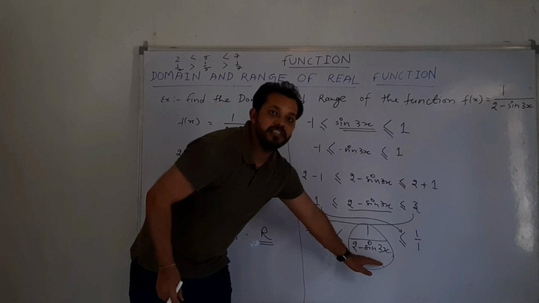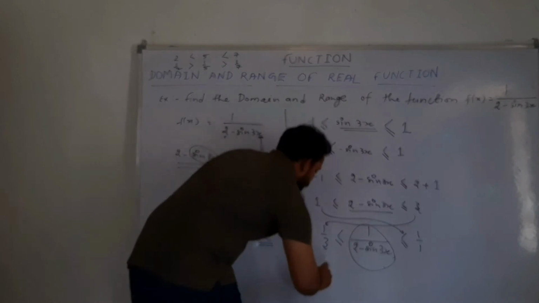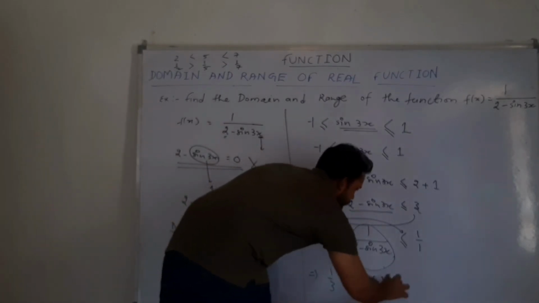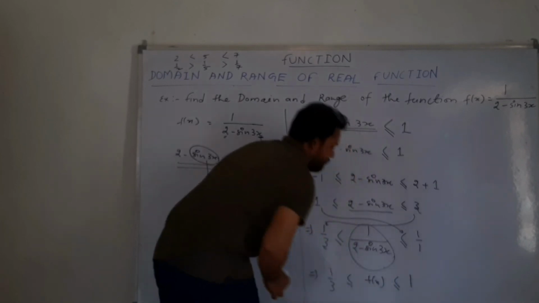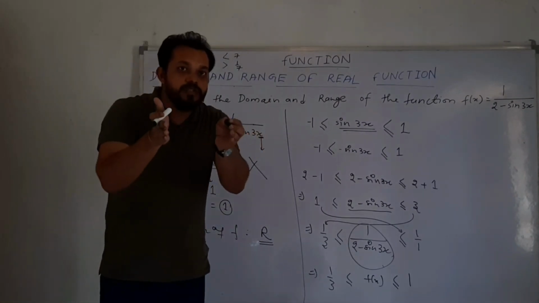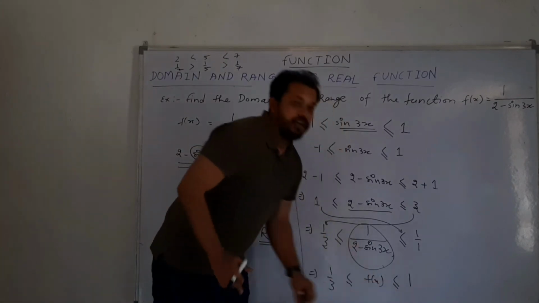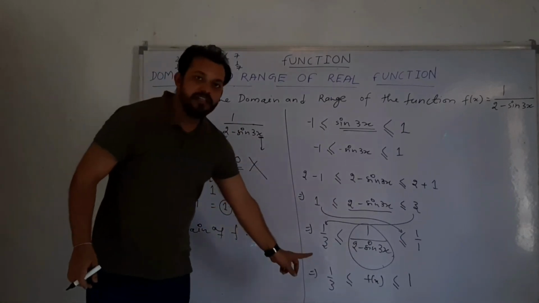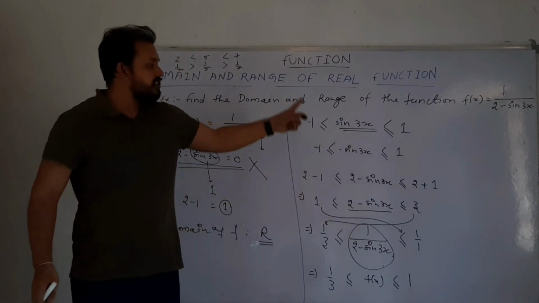This expression is our given function. Hence, indirectly, we got 1 by 3 is less than or equal to f(x) is less than or equal to 1. Hence, we got the range. Hence, we got the set of values in which f(x) will lie, that is 1 by 3 to 1. Hence the range of this given function is from 1 by 3 to 1. This is how we will find the range of this type of function.